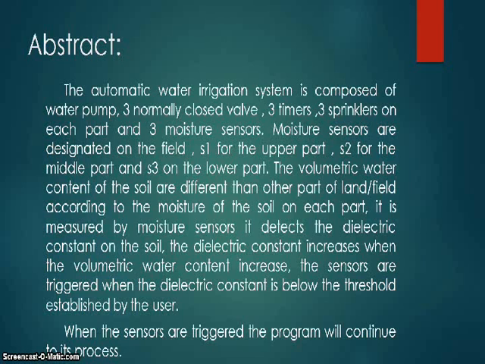The volumetric water content of the soil is different from other parts of the land according to the moisture of the soil on each part. It is measured by a moisture sensor. It detects the dielectric constant of the soil. The dielectric constant increases when the volumetric water content increases. The sensors are triggered when the dielectric constant is below the threshold established by the user. When the sensors are triggered, the program will continue.